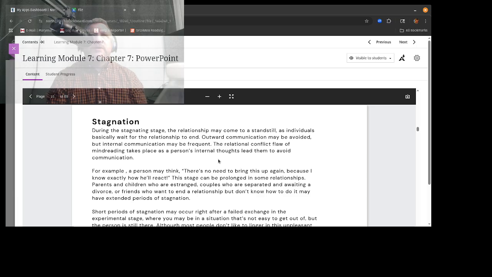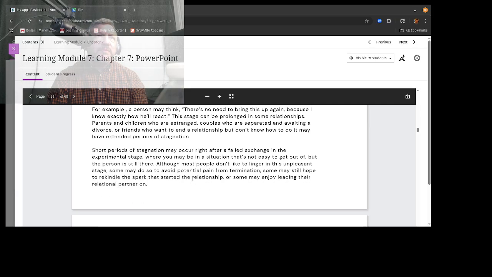In this stage, we're going to see outward communication much more avoided. But internal communication may be more frequent, especially with the two parties involved in that relationship. They're going to be internalizing a lot of thoughts and feelings. The relational conflict flaw of mind reading starts to take place as we think with our internal thoughts. We can read their mind, and then therefore we don't want to communicate. You'll hear phrases like, "There's no need to bring this up again because I know exactly how he or she will react," right?